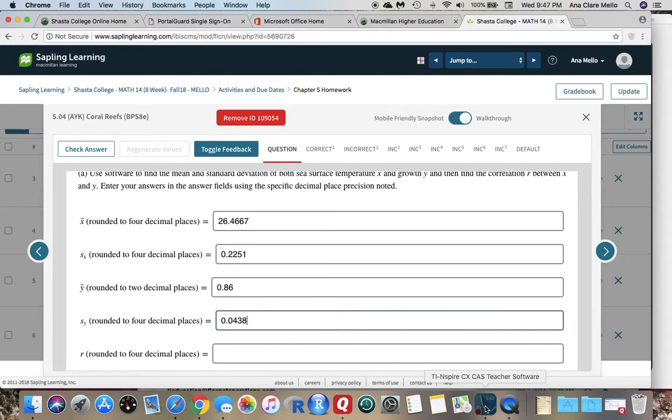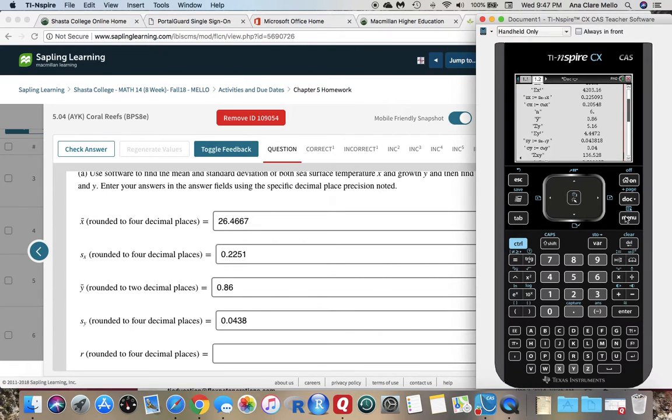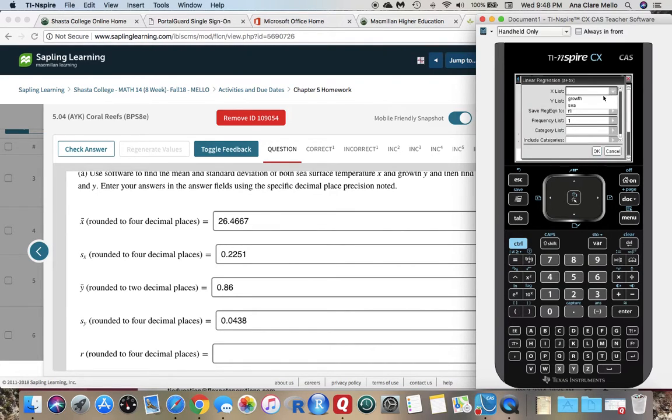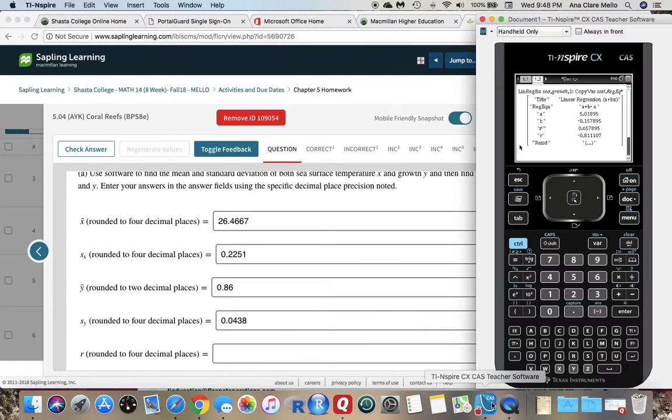And then R, I'm not going to find in this page. I need to calculate the linear regression. So you would press stat calc number 8 to go to linreg a plus bx. So I'm going to do a statistics calculation, linear regression a plus bx. Oops, it disappeared. All right, and so then my R value is negative 0.8111.